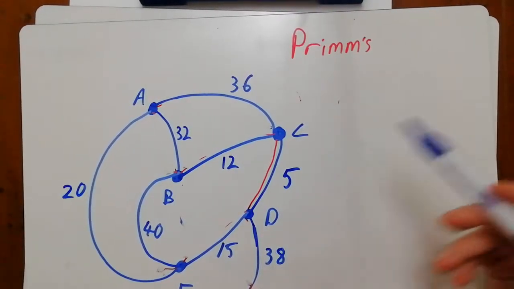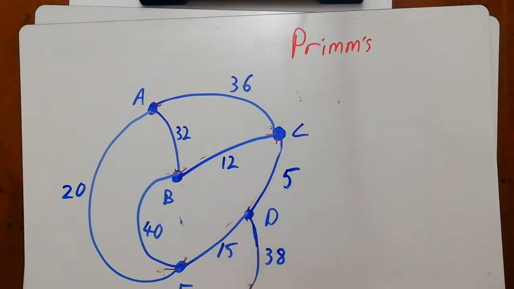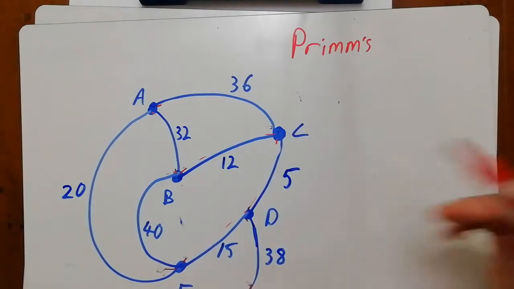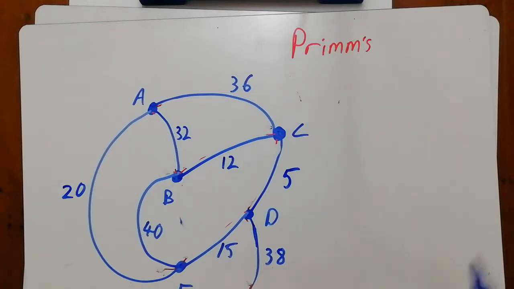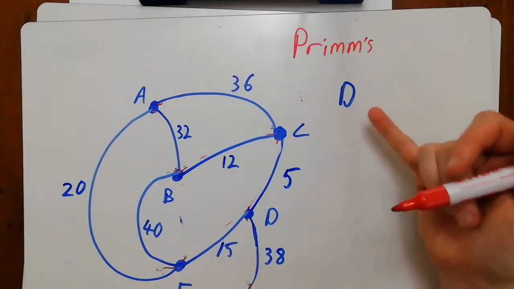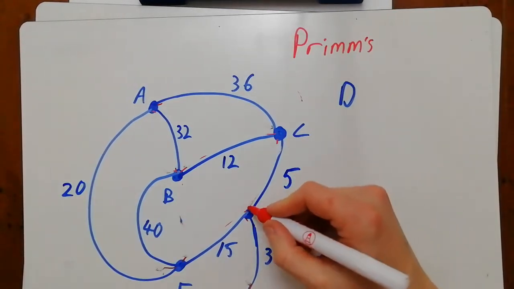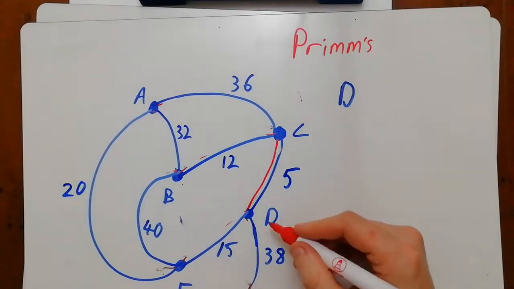Let's look at how we can use Prim's algorithm to find the minimum spanning tree. So Prim's algorithm tells us that we should start with any node, anywhere we want. We're going to start at D. It then tells us to add the shortest arc from any node that's already part of our network. Currently we only have D in our network, so the shortest arc or edge from D is DC.